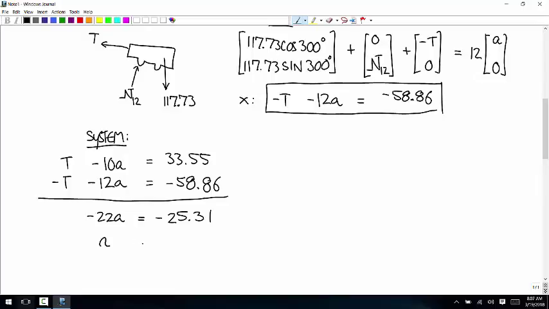And then what do you get for A? 1.15 meters per second squared. Plug that back into the system, and what do you get for T? 45.06, I'll call it newtons.